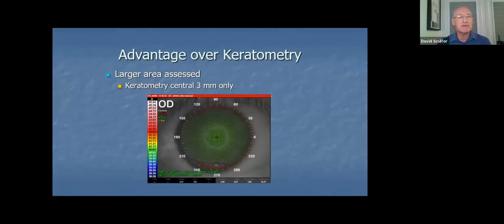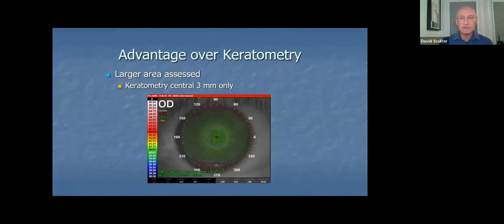In a dedicated corneal topographer, you can often measure pretty much right out to the limbus, whereas the keratometry, just to repeat, really only measures the central 3 millimeters. You have no idea what's going on outside that area.